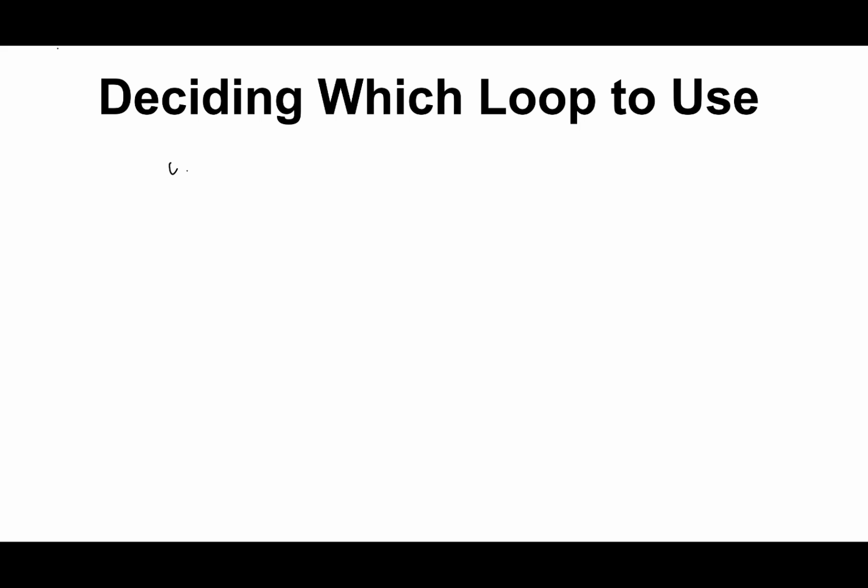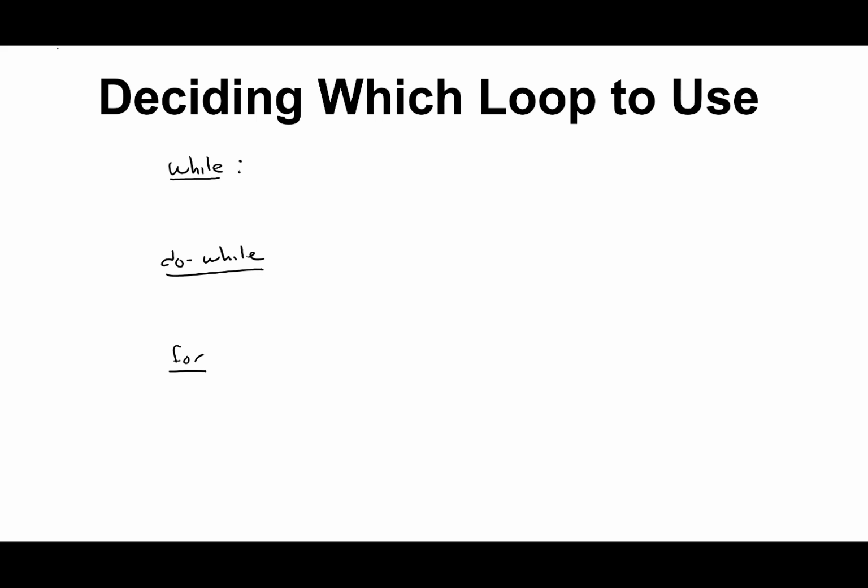We've talked about while loops, do while loops, and for loops. But when do we want to use each of these loops? Like if we need to use a loop, when would we want to use a while loop? When would we want to use a for loop? When would we want to use a do while loop? So there's a few things. Some of these loops are better at certain things than other loops.